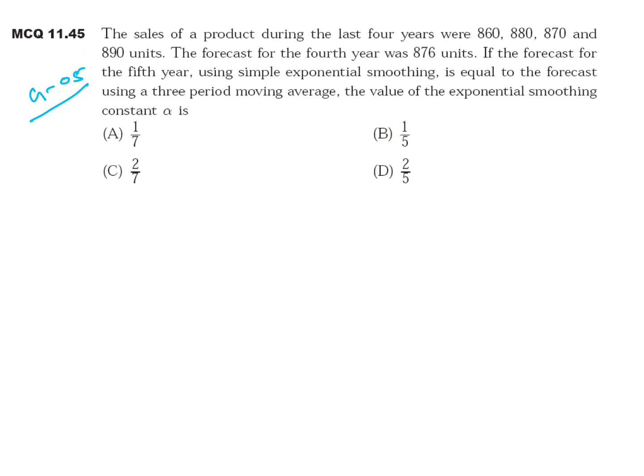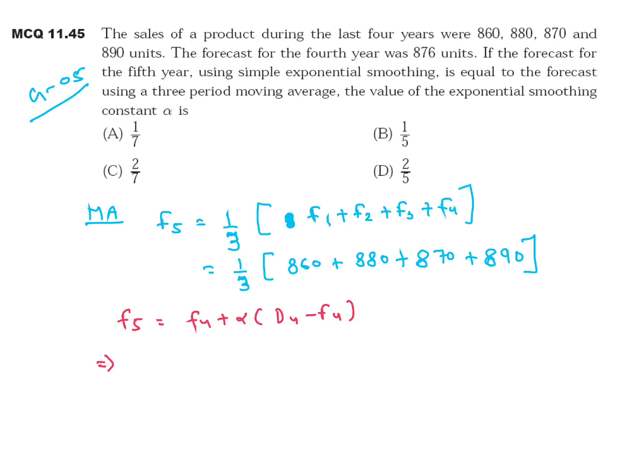The sales of a product during the last 4 years were 860, 880, 870 and 890 units. The forecast for the fourth year was 875 units. If the forecast for the fifth year using simple exponential smoothing is equal to the forecast using 3-period moving average, we have to calculate the value of the exponential smoothing constant alpha. For the 3-period moving average, you have to consider F2, F3 and F4.